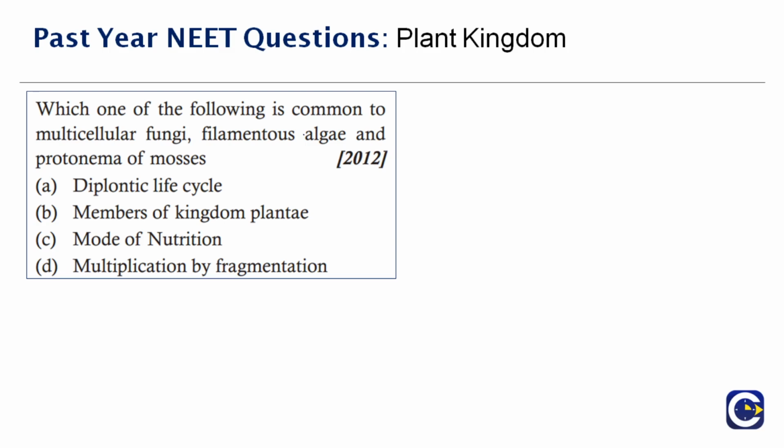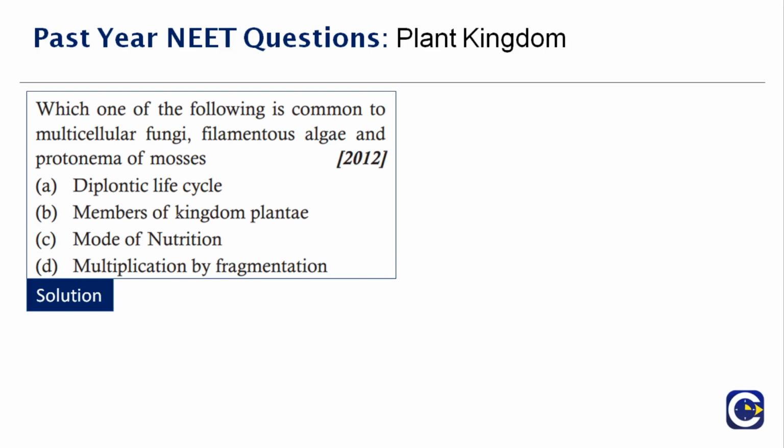Which one of the following is common to multicellular fungi, filamentous algae, and protonema of mosses? They are talking about three different things here. See, we'll go option by option. Diplontic life cycle, no. One will show diplontic, one is haplontic, so no.